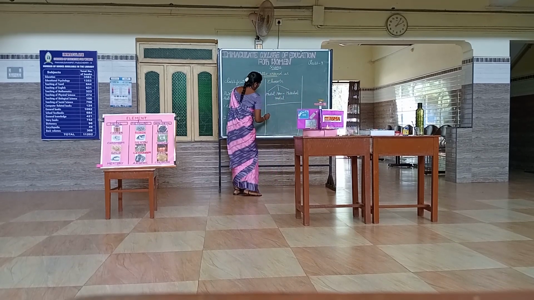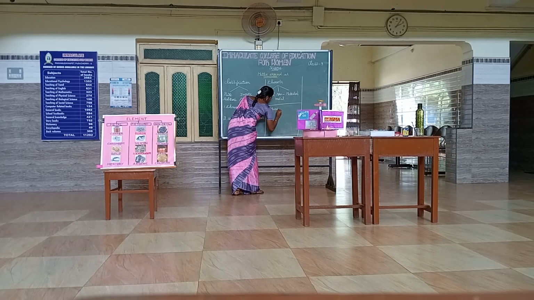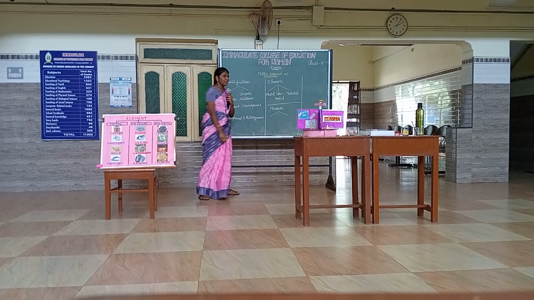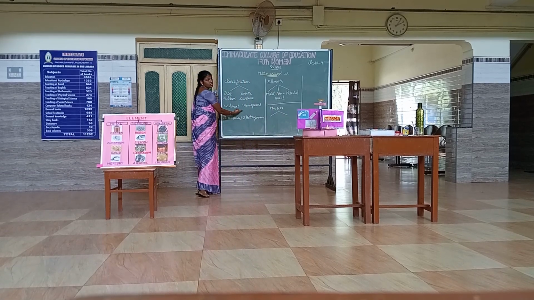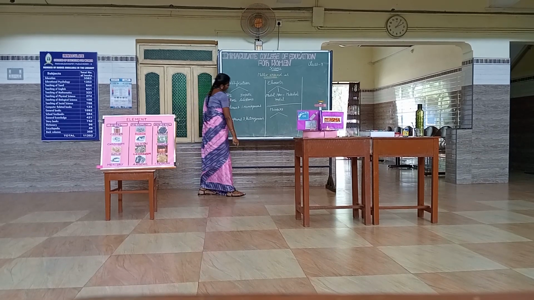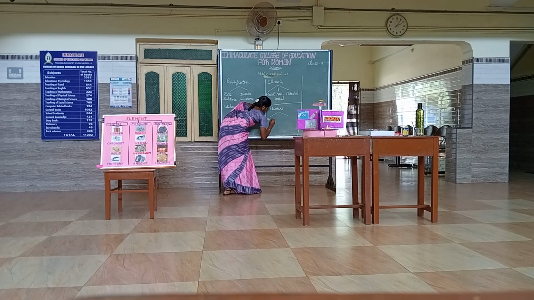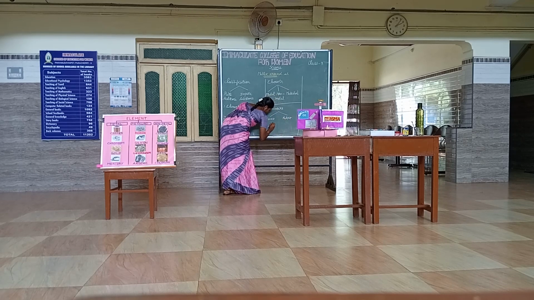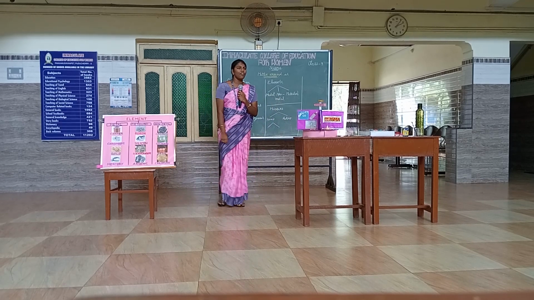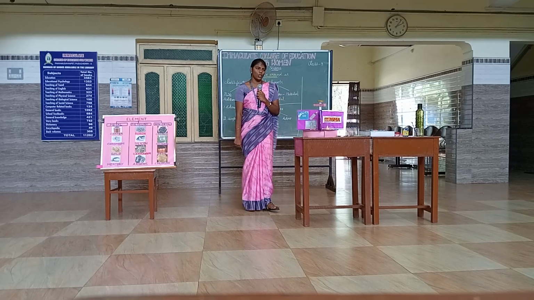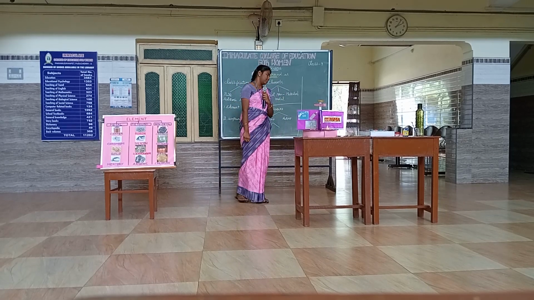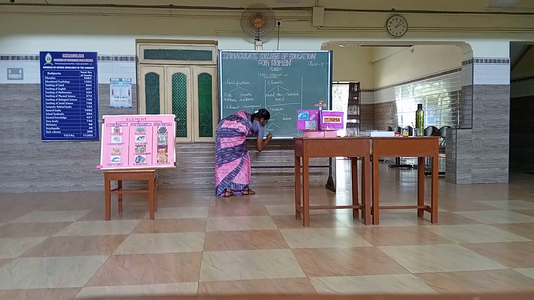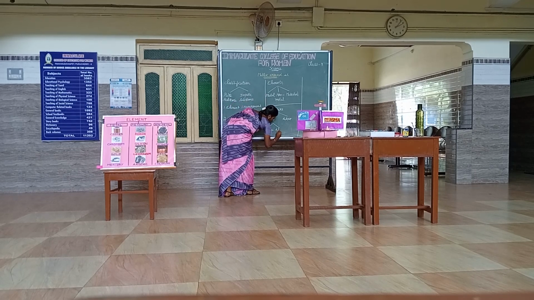Types of mixture. Mixture can be divided into two types. We already knew it. What are the two types? Homogeneous mixture and heterogeneous mixture. In homogeneous mixture, we have two types. First one is true solution. Then the second one is alloy.